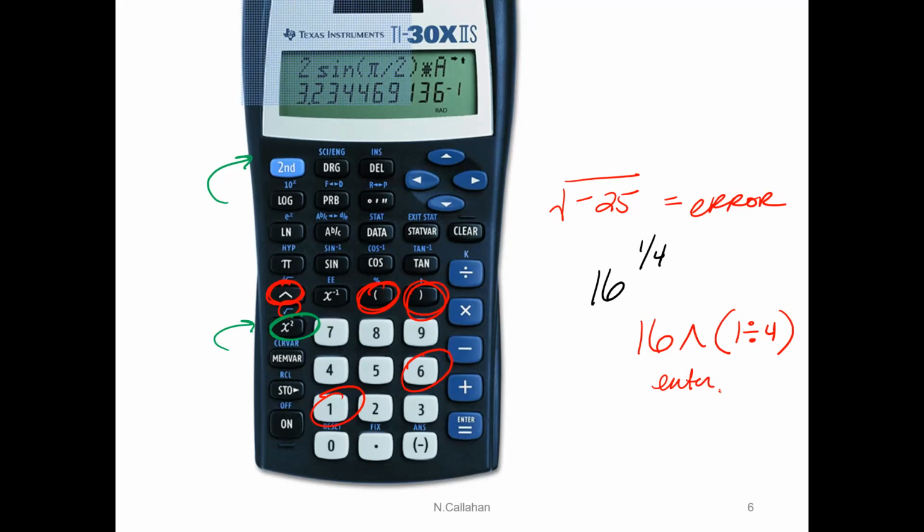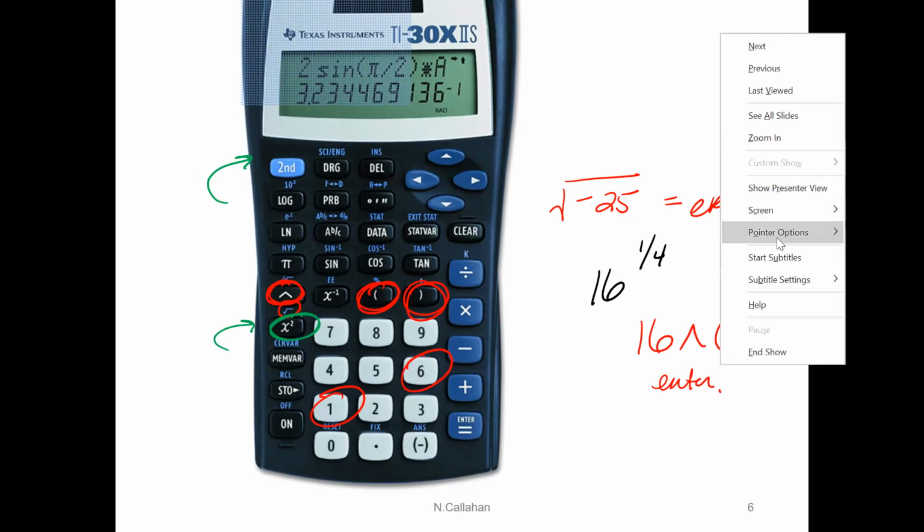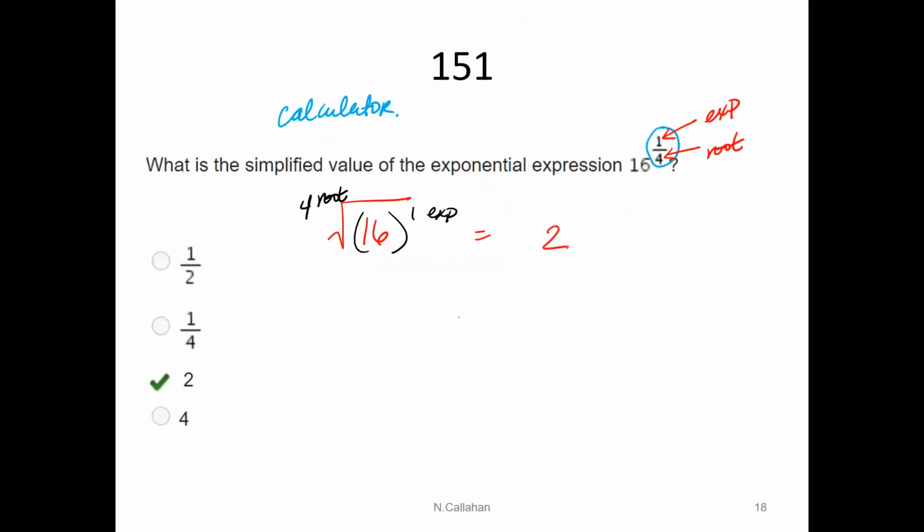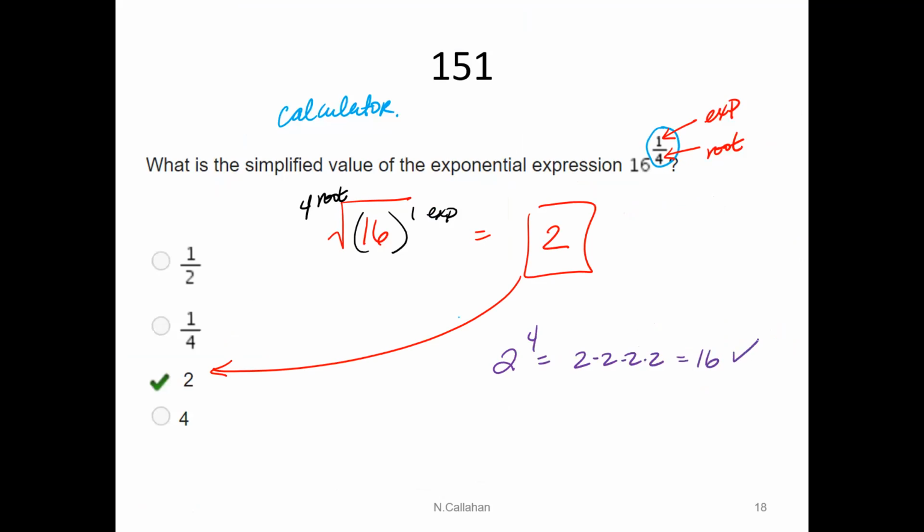What do you guys get? Make sure you know how to use your calculator. 16 caret parenthesis 1 divided by 4, close parenthesis, enter. What is it? 2. Yep. You should get a 2, which is right here. And all essentially what it means is that it's saying 2 to the 4th power, which is 2 times 2 times 2 times 2, 4 times equals 16. And that is your answer. So today you're going to have that calculator. I'm going to show you guys all the buttons so you know how to use it.